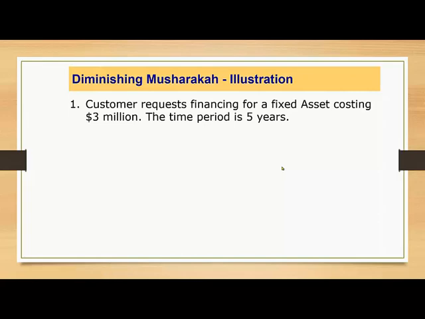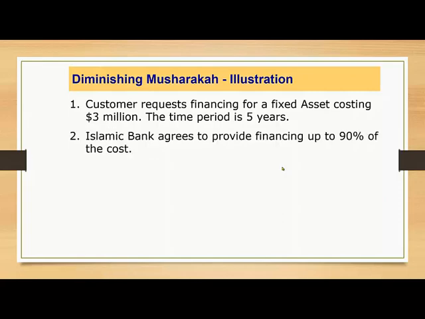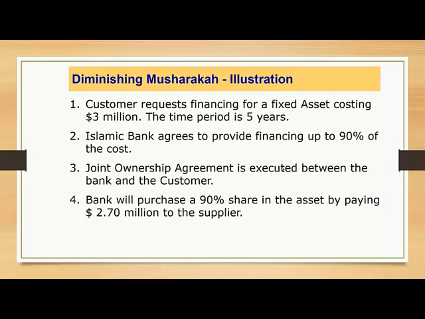Assume that there is a customer which requests financing for a fixed asset that costs $3 million. The time period of this financing is 5 years. Let's say the Islamic Bank agrees to provide financing up to 90% of the cost. So this will be 2.7 million US dollars and the remaining 10%, which is $0.3 million, will be shared by the customer itself. So a joint ownership agreement will be executed between the bank and the customer.